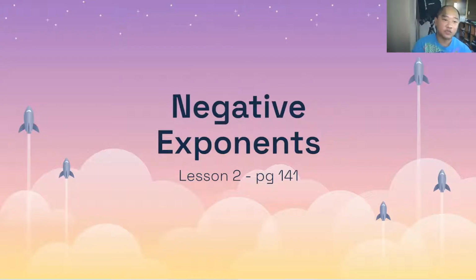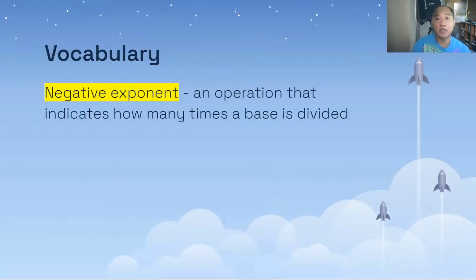Lesson 2, page 141, if you're following along in the book. There's only one vocabulary word this time. It is negative exponent, which is the operation indicating how many times a base number is divided, which kind of makes sense, right? Because division is the opposite of multiplication, and negative is the opposite of positive. So a positive exponent is multiplication, a negative exponent is division.